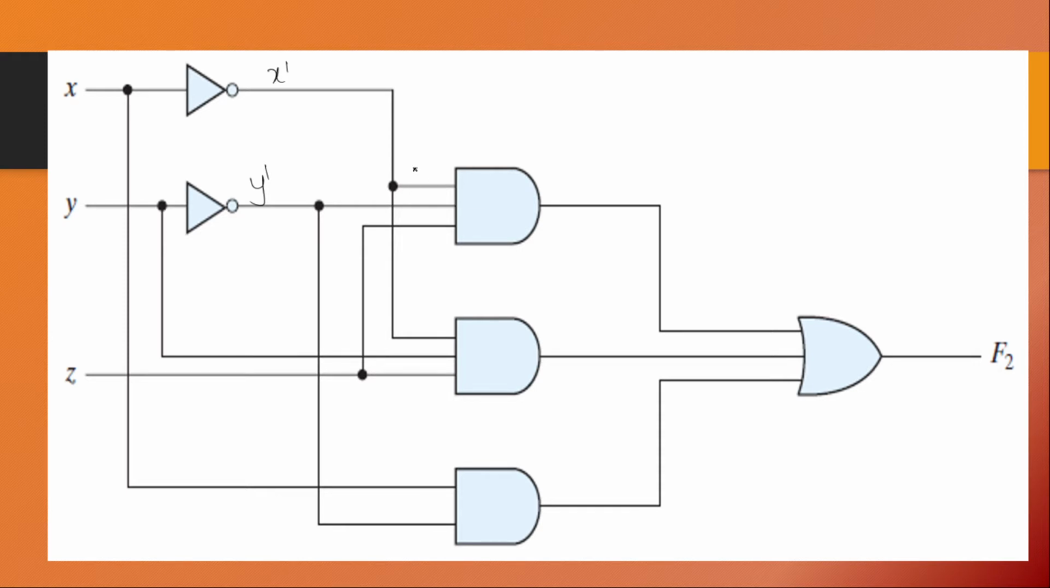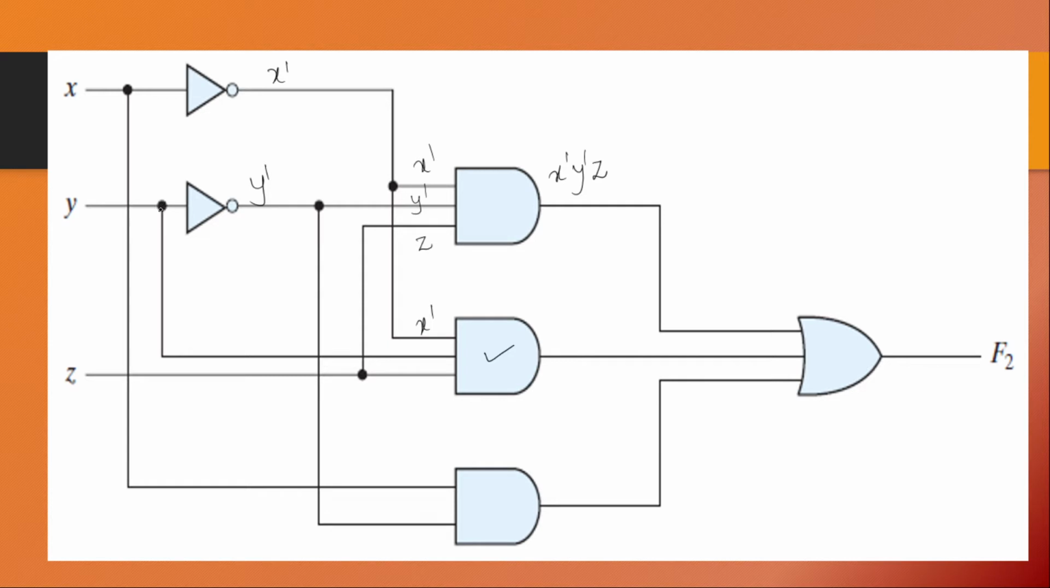So here one input is X complement. The second input comes from Y complement. And you can see the third input comes from this line, that is Z. So finally the outcome of this AND gate is X complement, Y complement followed by Z. It's a product term. And let's come to the second AND gate. So here one input comes from X complement. The second input comes from, it's not Y complement, it's Y.